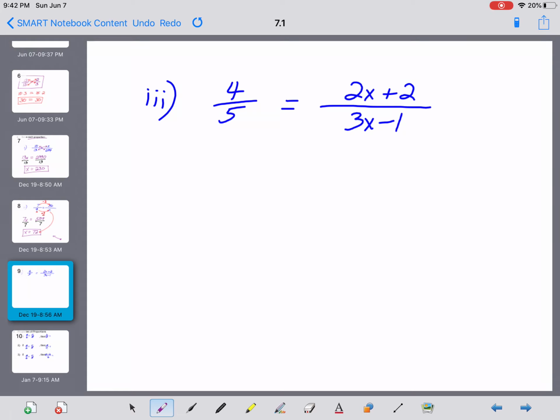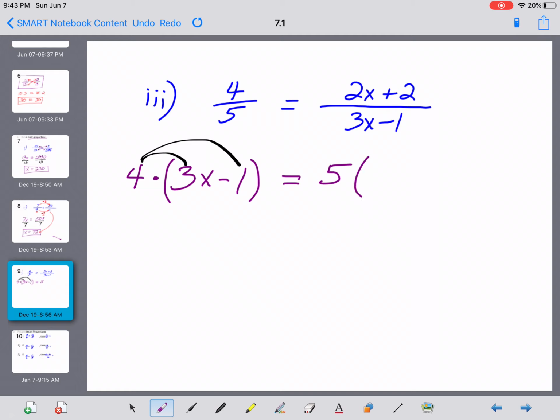So the top left, which is 4, is going to get multiplied by the bottom right. But the mistake that people make a lot of the time here is they multiply the 4 times the 3x minus 1, and they forget that every time we multiply a monomial by a binomial, we've got to put parentheses around that binomial, and we have to use the distributive property here on that side. Okay, so that's the top left times the bottom right. That's going to equal the bottom left, which is 5, multiplied by the top right, which is 2x plus 2.